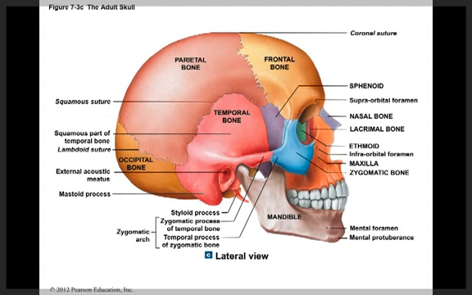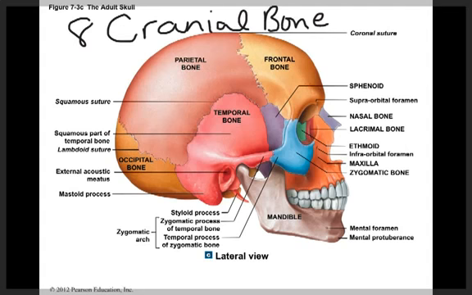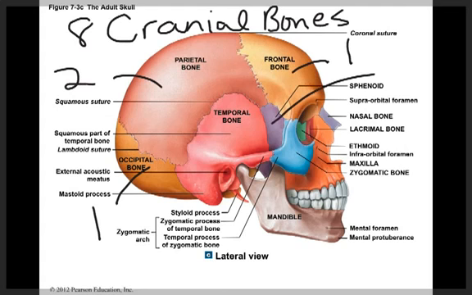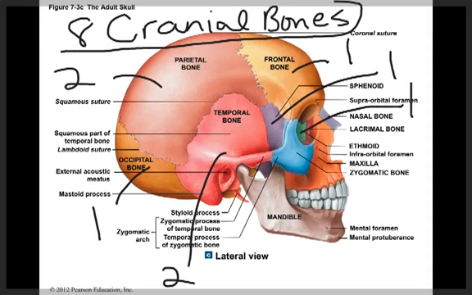we get to those, let's just go back over the 8 cranial bones. Let's count the cranial bones that we have. There's 1 occipital bone, there's 2 parietal bones, there's 1 frontal bone, 1 sphenoid bone, 1 ethmoid bone, and 2 temporal bones. That gives us a total of 8 cranial bones.